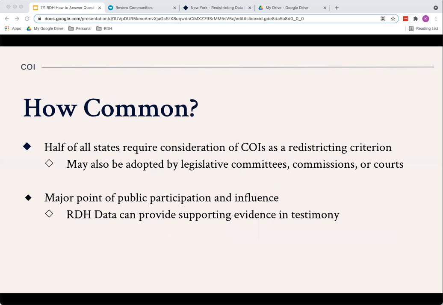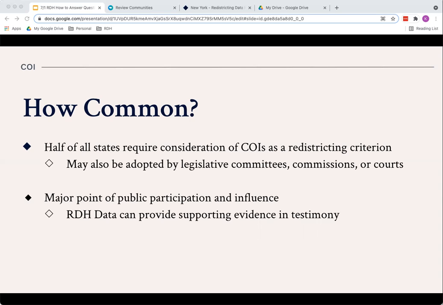This is a fairly common requirement as half of all states explicitly require consideration of communities of interest for their legislative or congressional maps. Even if your state does not have a constitutional or statutory requirement to consider communities of interest, you can pressure the legislative committees or commission charged with redistricting to adopt it. There's nothing stopping them from adopting that as a requirement. And it has been adopted in the past by some state courts when they have become involved in the process.